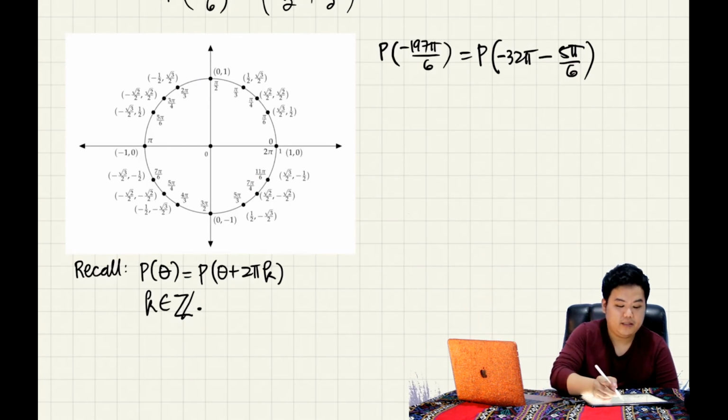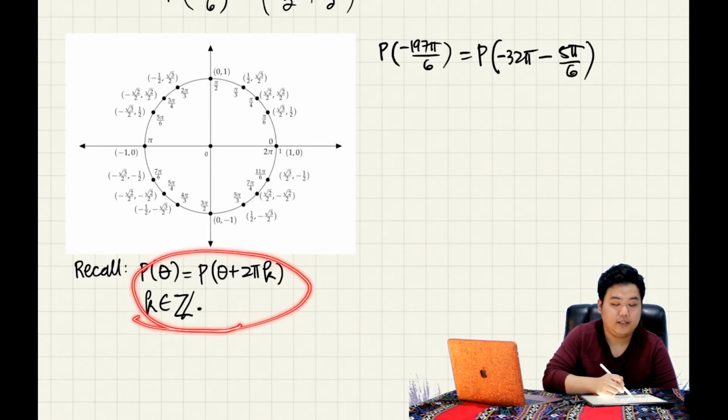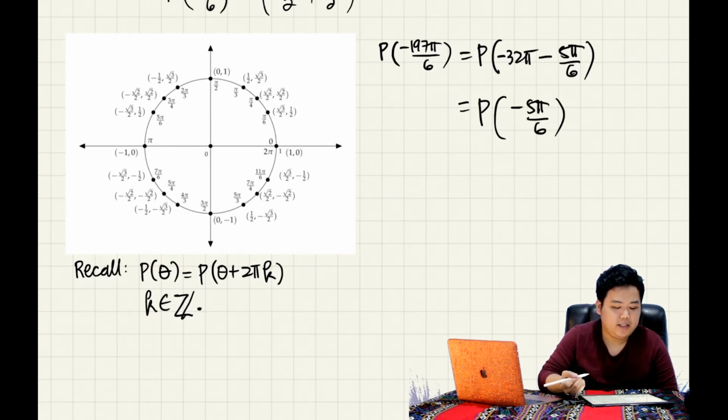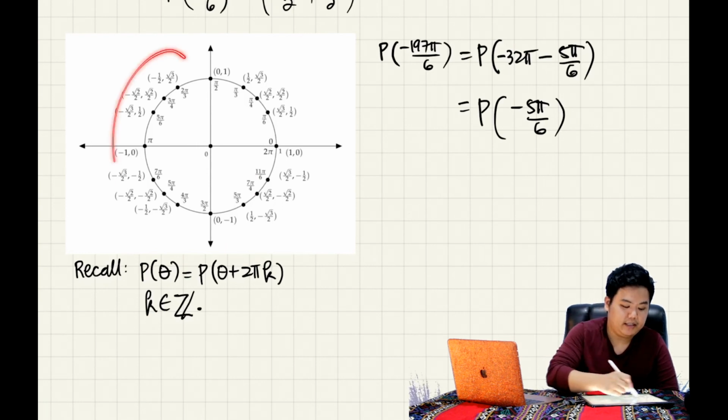Okay, so ang sabi ulit ng property na ito, very important ito, pwede kang magtanggal or magdagdag ng multiples ni 2 pi. So, or even multiples ni pi. So, itong negative 32 pi, pwede na natin alisin yan kasi even multiple ni pi. Okay? So, ang matitira is P of negative 5 pi over 6. Okay, sasabihin nyo, ay wala naman tayong negative doon sa unit circle na reference natin. Itong ginagamit natin na ito.